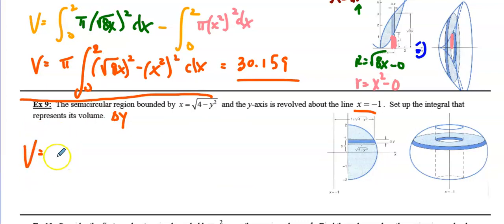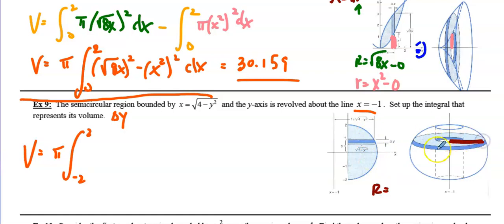Volume is equal to, well, I'm going to pull out the pi, because we can always pull out the pi. Then we want to integrate from our lower y bound to our higher y bound, so we're going from -2 to 2. What we have to do is find our big R and our little r. This is what's going to take a little bit of practice. So big R is going to be this distance right here.